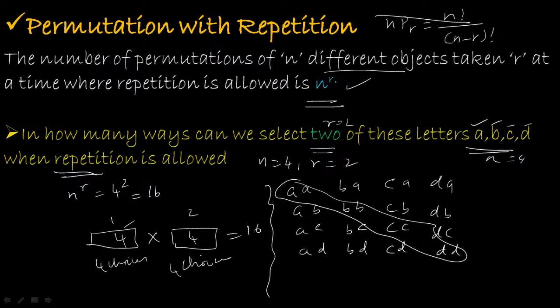So, either you can give your answer like this or like this. That is, using the formula n^r with n is 4 and r is 2, because you have to take only 2 letters at a time. So 4 square is 16. If I explain how this happens, first position you have 4 choices, the second position you have 4 choices. Since repetition is allowed, you have 16 possibilities. I have listed out the 16 possibilities for this problem if repetition is allowed.